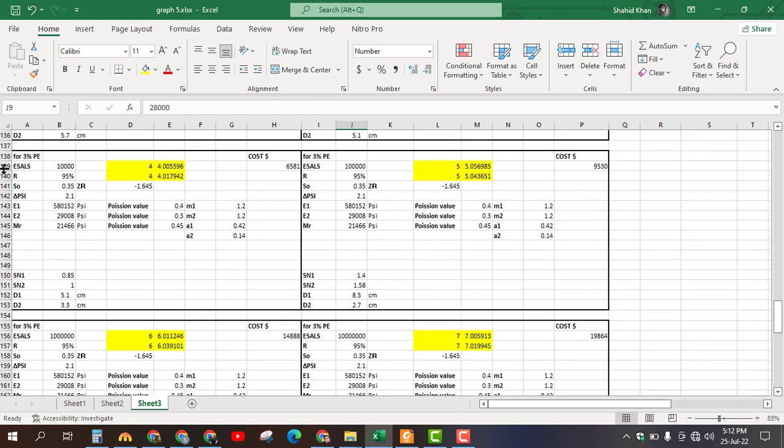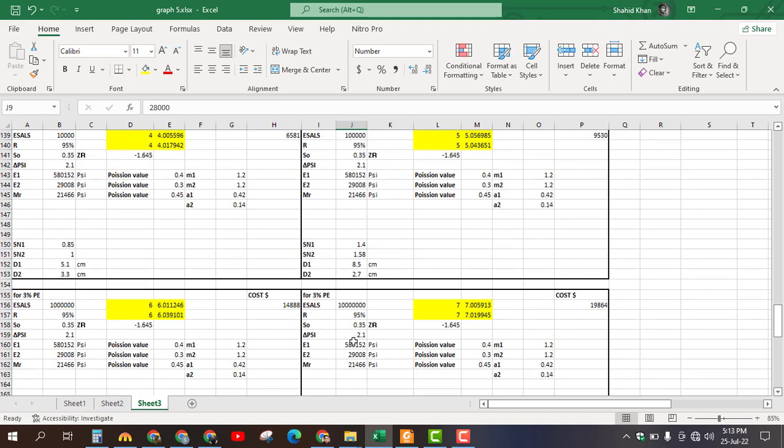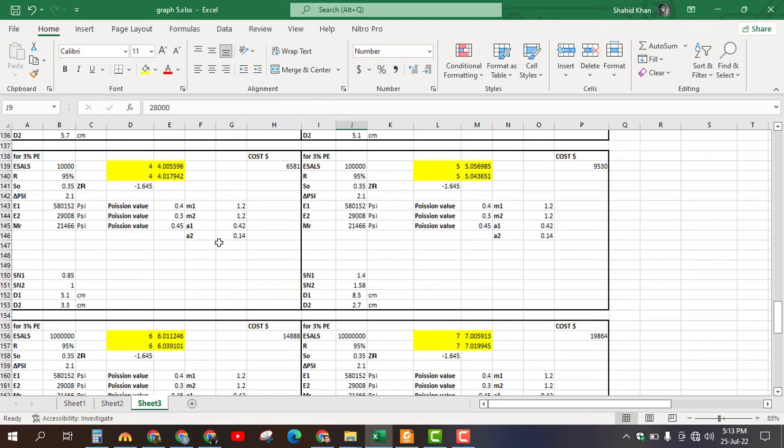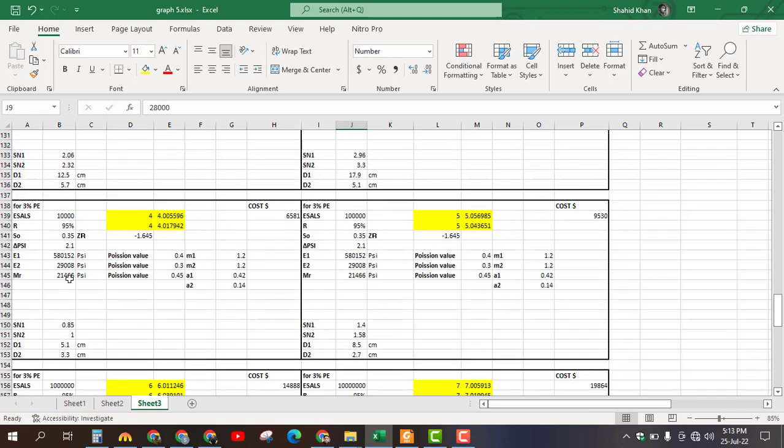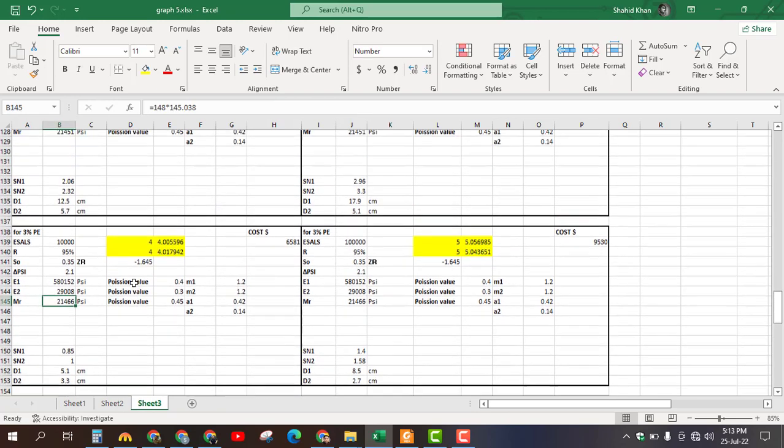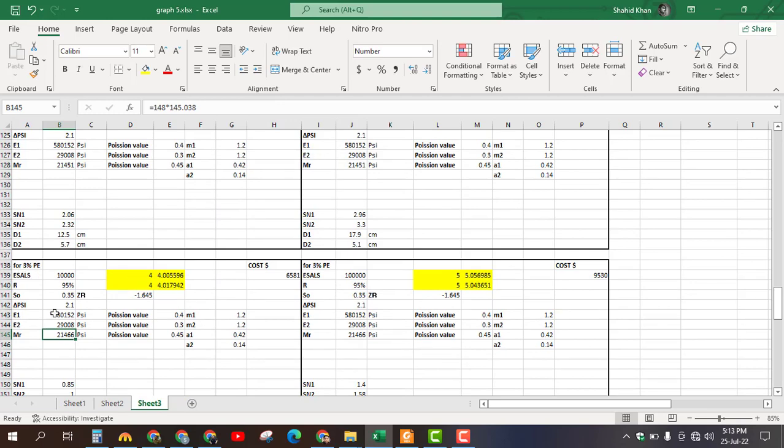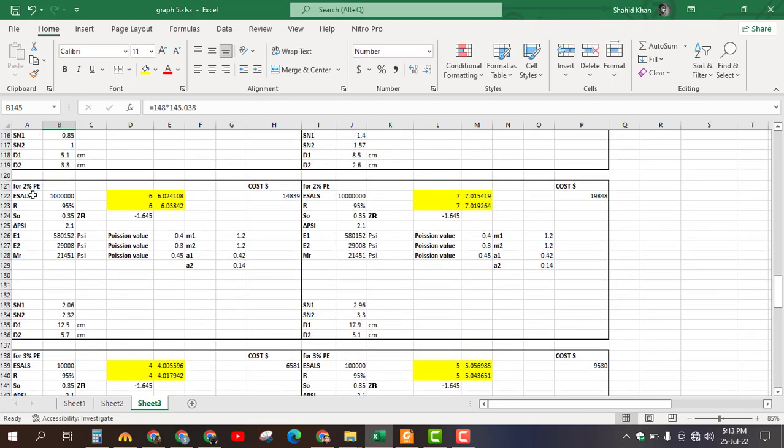The same thing is done for PE percentage of 3, with changing of ESAL 10 power 4, 10 power 5, 10 power 6, 10 power 7. And you know that here the ESAL values are changing as well as the resilient modulus value for different percentages also changes. Like here for 3% PE the resilient modulus is 21,466, but for 2% it is 21,451.